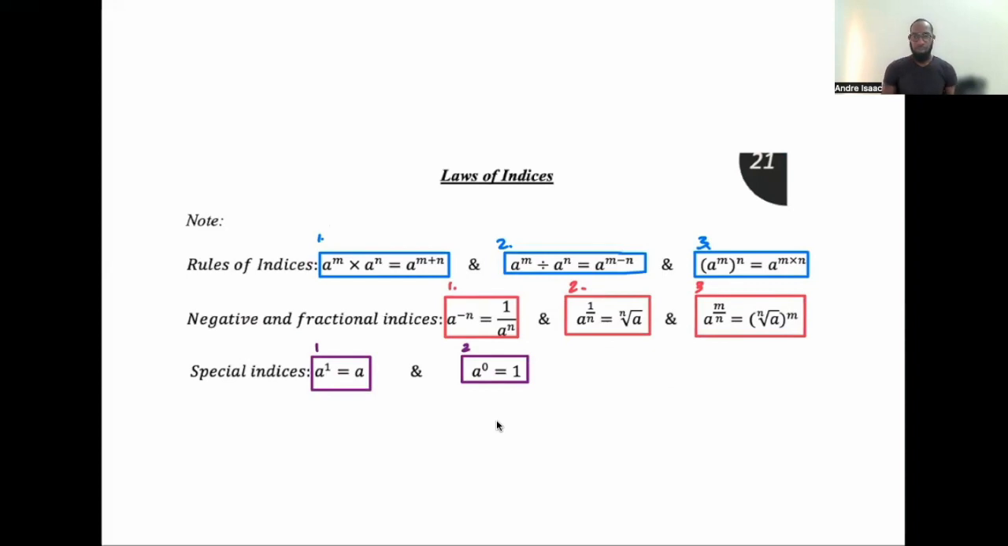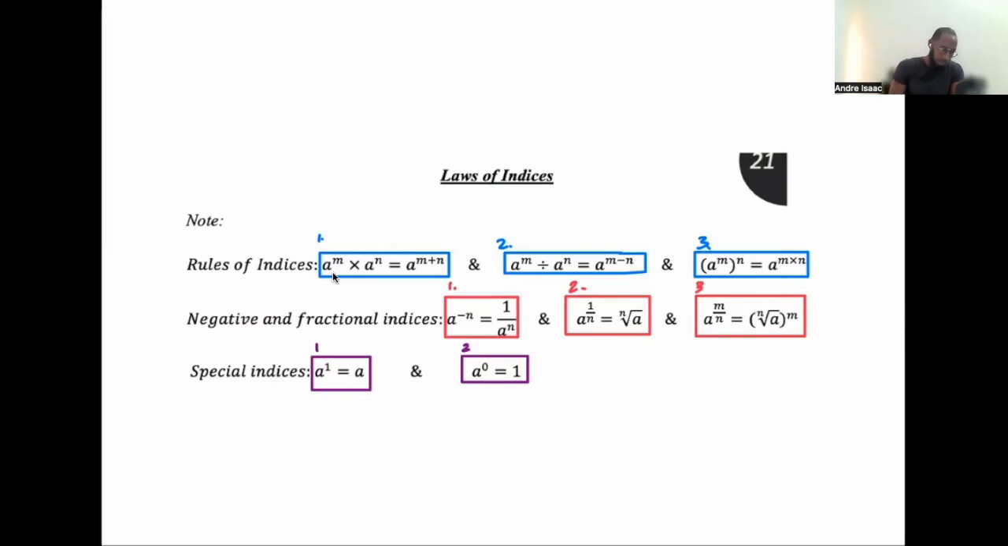Laws of indices. We have some rules to follow. I'll do an example on each rule. We are dealing with the blue first. So the first rule: if you're multiplying same letters or same numbers, you simply add the powers.